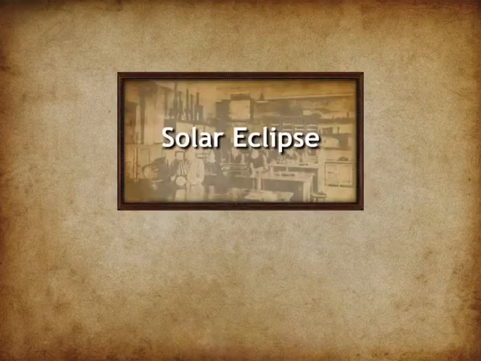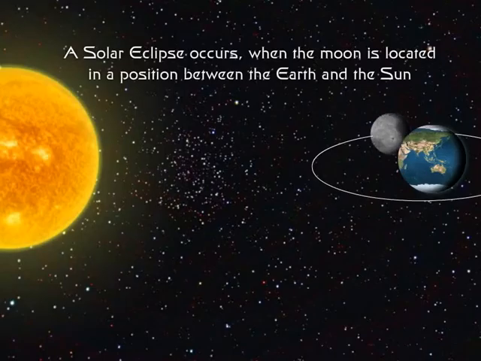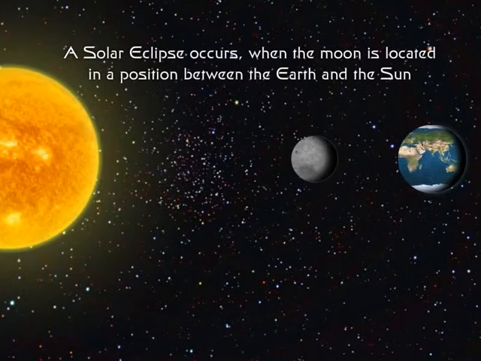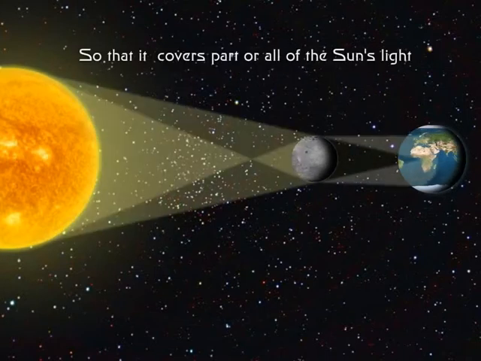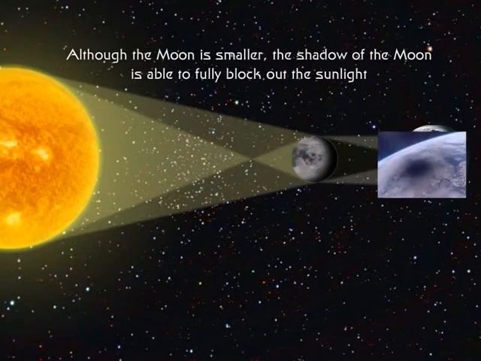Eclipses. Solar eclipse. A solar eclipse occurs when the moon is located in a position between the Earth and the Sun so that it covers part or all of the Sun's light. Although the moon is smaller, the shadow of the moon is able to fully block out the sunlight.